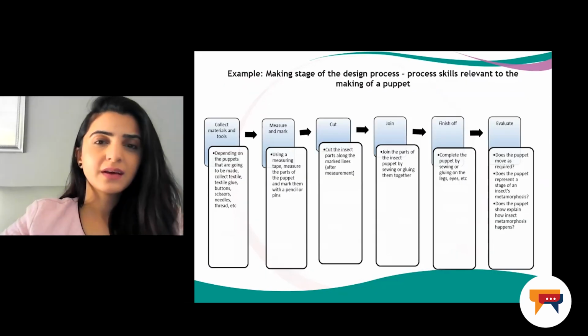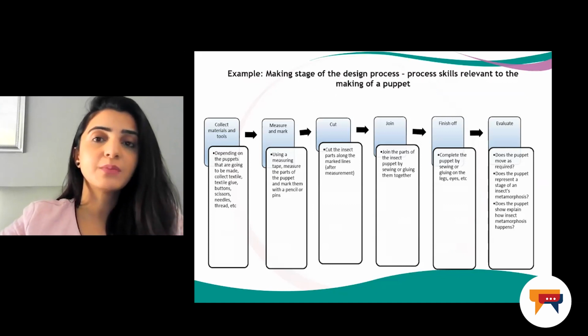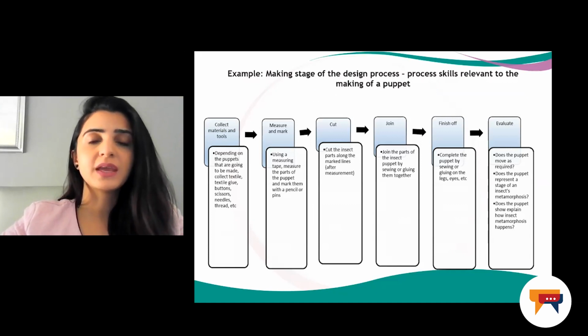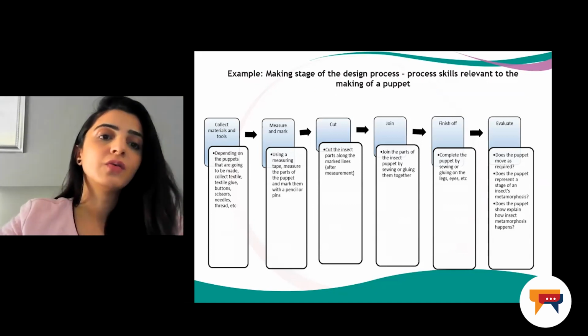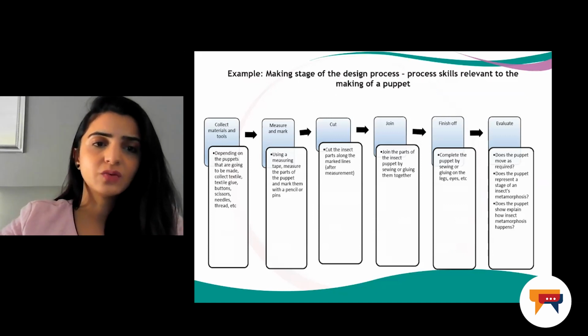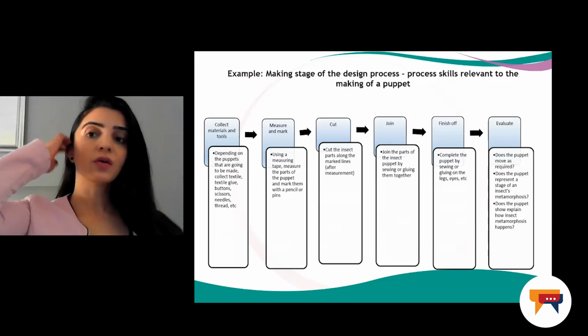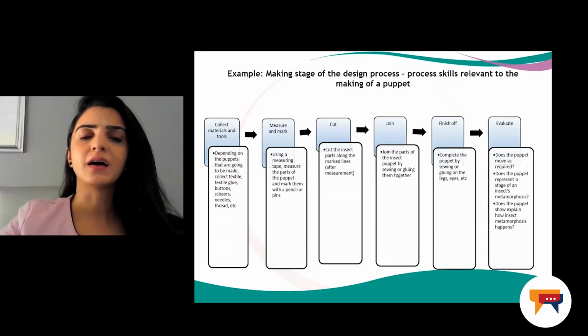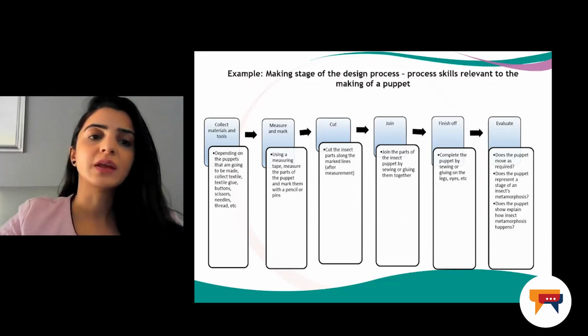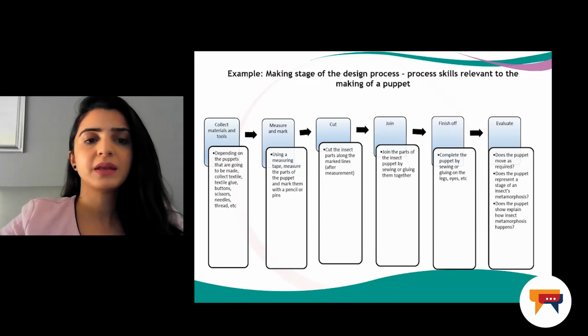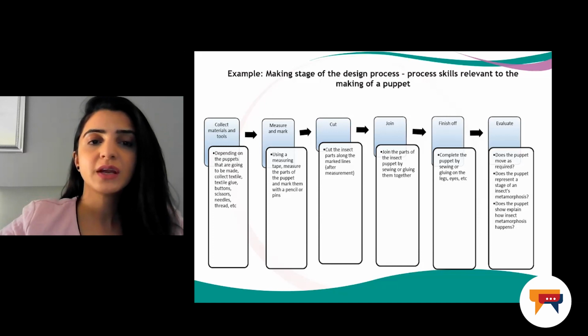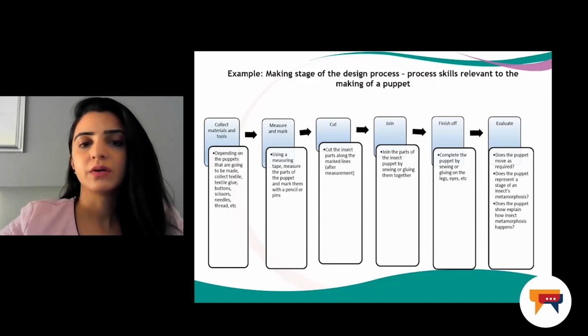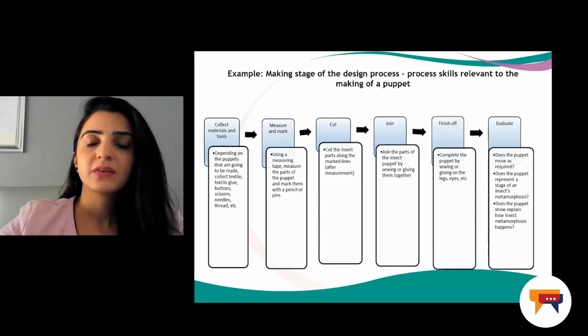Okay, so there's this diagram in your study guide. It's the making stage of the design process, skills relevant to making, just say for instance, a puppet. So remember, they need to first collect the materials and tools. Foundation phase students also need to be given certain guidance: what materials do they need? So if they're doing a puppet, they would maybe need buttons, scissors, needles, thread, or maybe just a sock or whatever it is. When we're talking about measuring, they may need a tape measure or a ruler, pencil, pens, whatever it is.